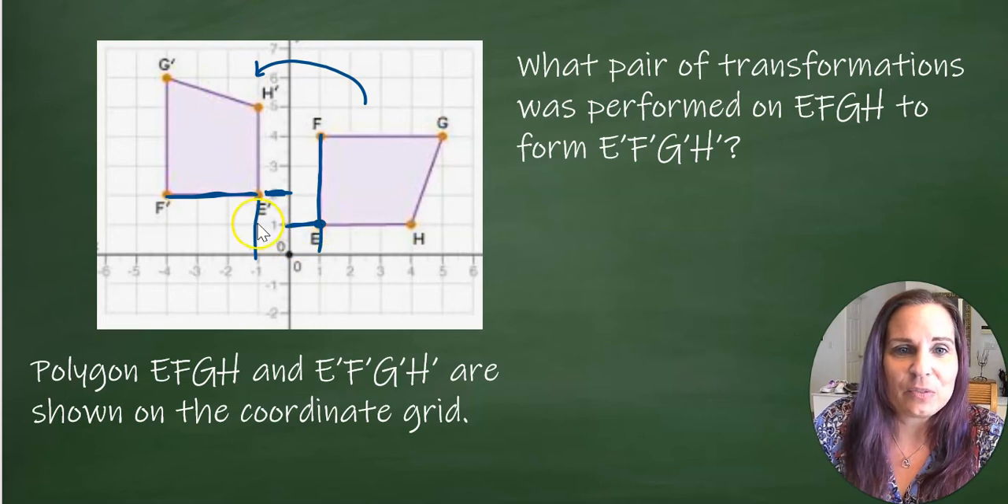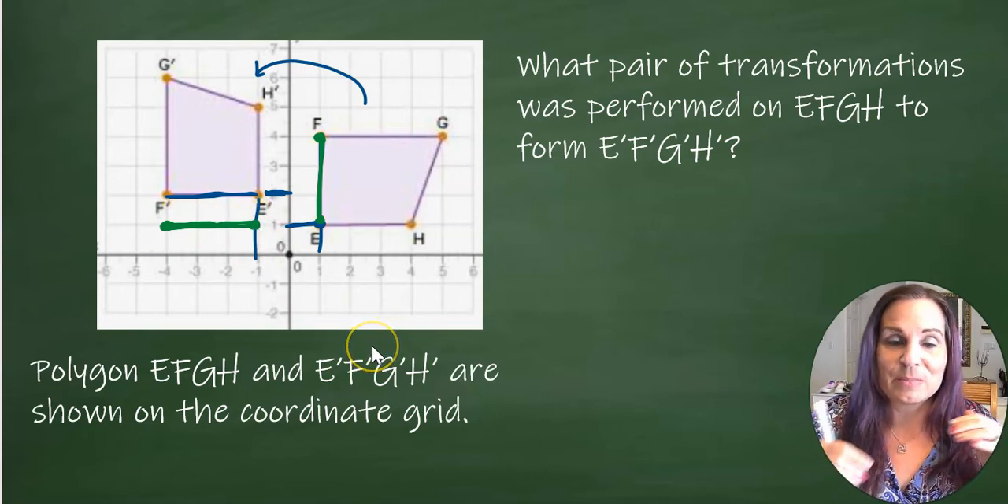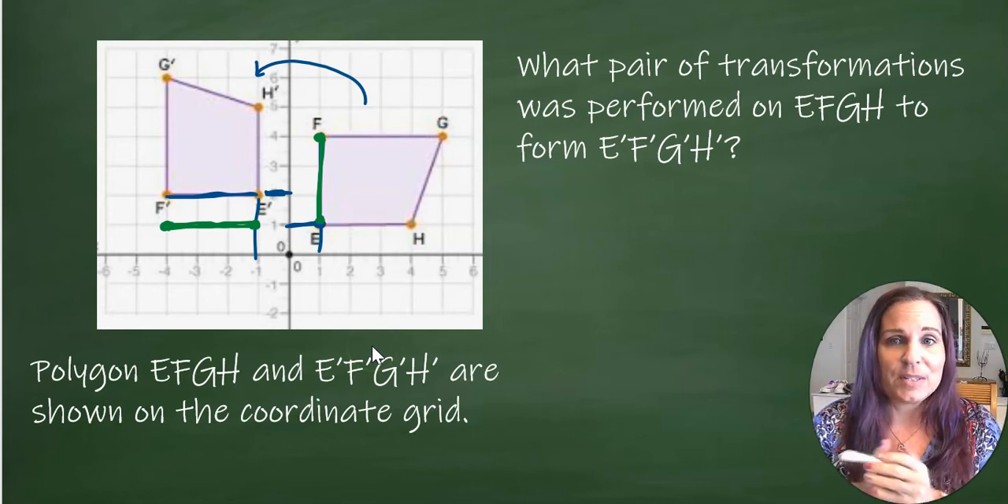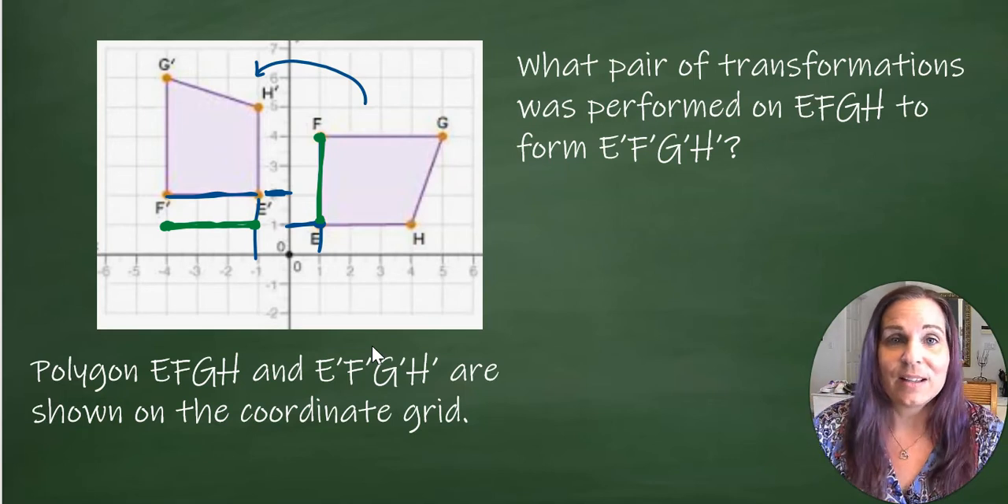vertices E and F, or E prime, F prime, right here and right here, right? If I start here and I rotate this green segment, when I rotate it, it's going to be right here, right? That's after a 90-degree rotation, it would be right there. But that's not where my figure is. My figure is translated 1 unit up from that. So I would say that the pair of transformations here would be a 90-degree counterclockwise rotation and a translation 1 unit up.